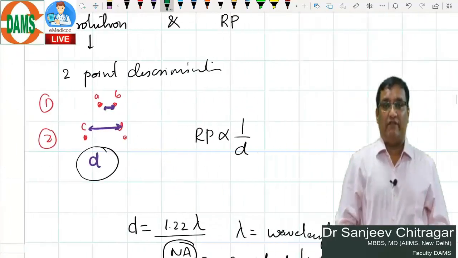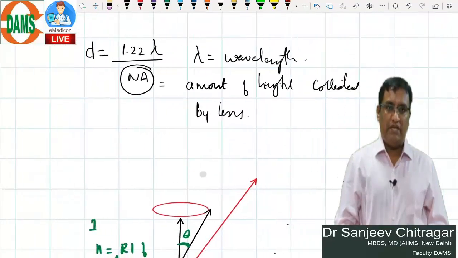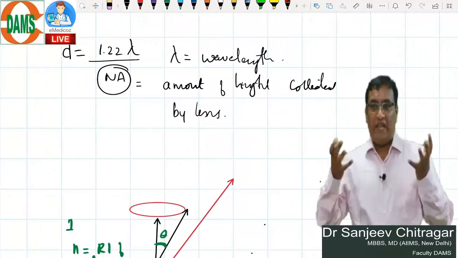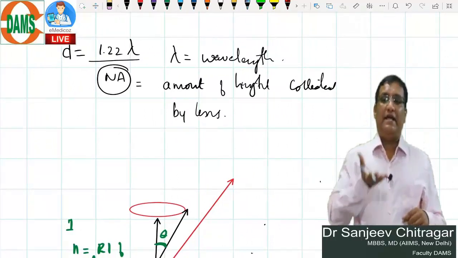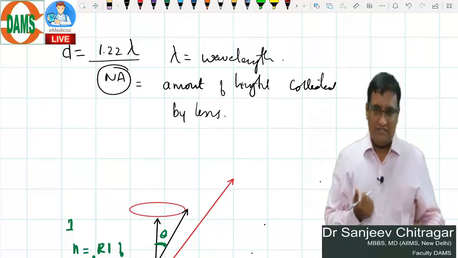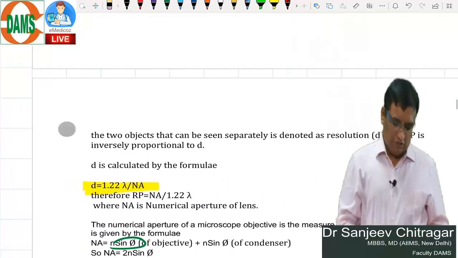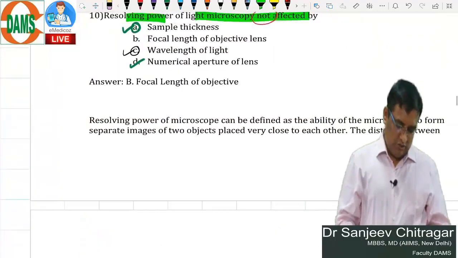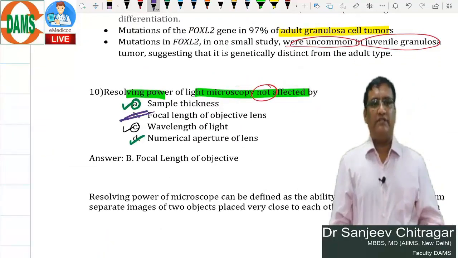Why? If you make the sample thicker, if you remember, numerical aperture is nothing but the amount of light that is able to be collected by the lens. If the sample becomes thick, less light passes through the sample. That is why less light will be collected by the lens as well. So you need not get into the whole mathematics of this. Don't worry about it. You need to understand the concept. Option is B here.